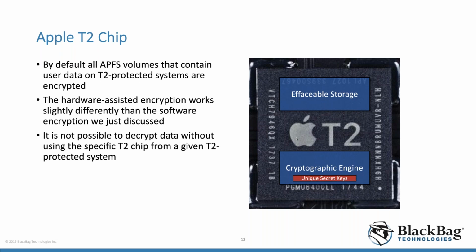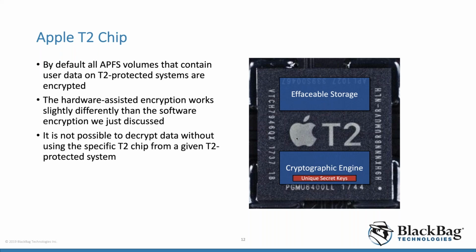By default, all the APFS volumes that contain user data on T2 protected systems are encrypted. And this hardware-assisted encryption works slightly differently than the software encryption that we just discussed. It is not possible to decrypt data without using the specific T2 chip from a specific protected system. That's very important. You're going to need the actual hardware to decrypt the image.